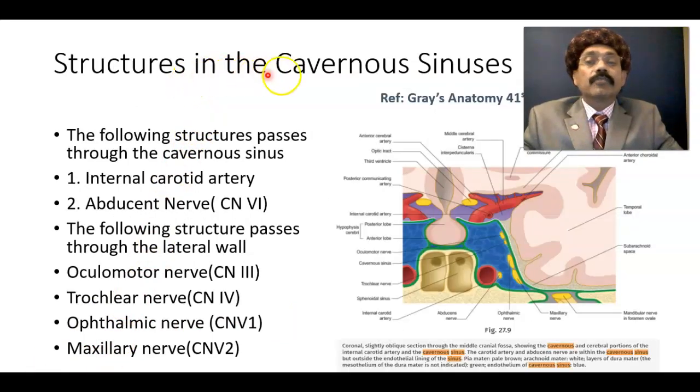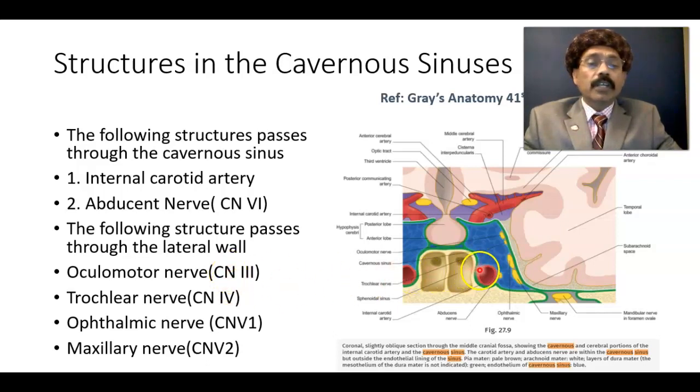Now, the structures in the cavernous sinus. What structures are present in the cavernous sinus? The following structures pass through the cavernous sinus: the internal carotid artery. Its location may be here, or a bit up, because the passage is not straight, rather it is curved. Depending on the site of section, in some images you will see it in the lower part, in other images in the middle. That is usual.